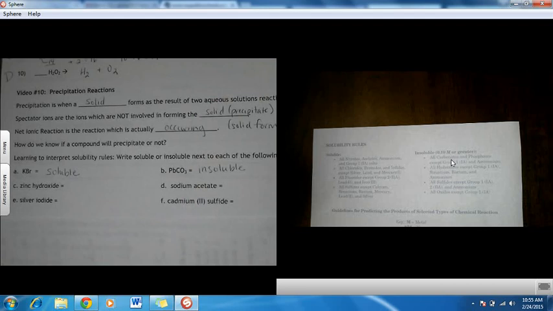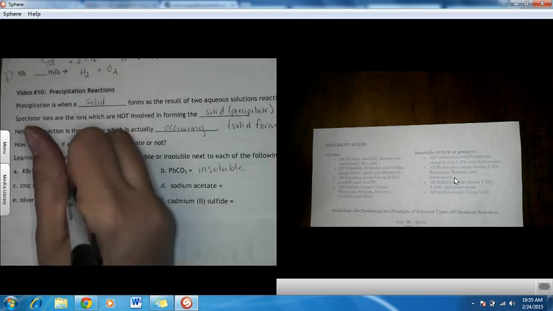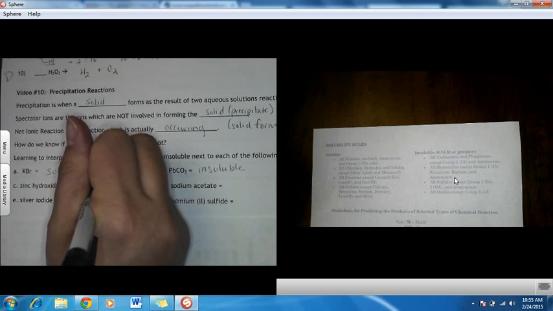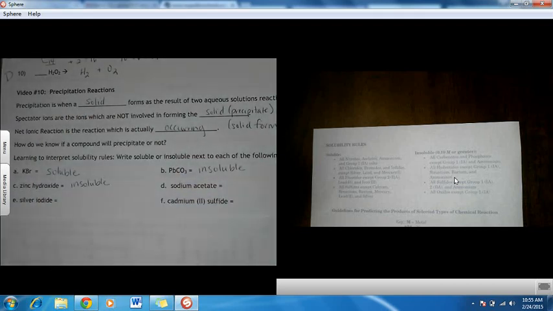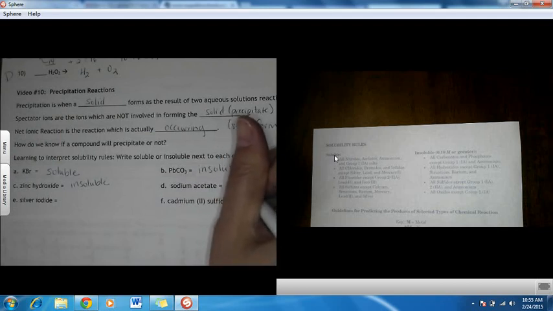Next we have zinc hydroxide. Again, we find the rule for hydroxides. All hydroxides are insoluble except those in group 1. Well, zinc's not in group 1. But also we have strontium, barium, and ammonium. None of those are zinc. And so this one too would be insoluble and would precipitate in the reaction. Then we have sodium acetate. Over here in this first rule we find all nitrates and acetates. So all compounds with acetate are soluble. It doesn't matter what it's with. If it's acetate, it's going to be soluble.